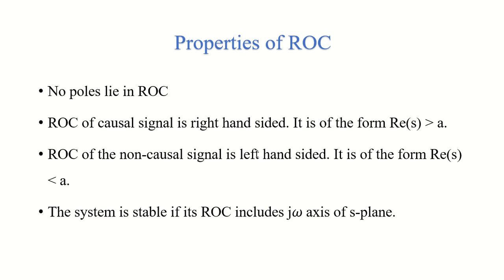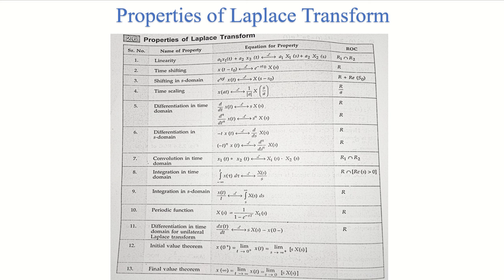Now let's see what the properties of the Laplace transform are. First is linearity. I'm not going to explain linearity in detail because we discussed it in the last lecture for the Fourier transform. The linearity of the Laplace transform is very similar to the Fourier transform, so I'm not going to prove it again, but I'll show you the formula. If a1 x1 of t plus a2 x2 of t is your input signal, then the Laplace transform of that signal will be a1 X1 of s plus a2 X2 of s.